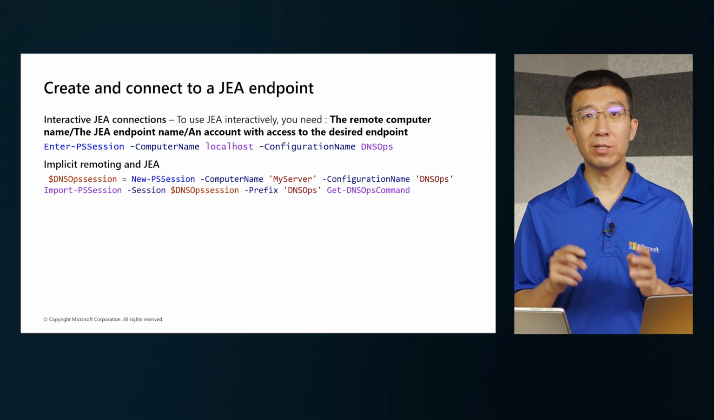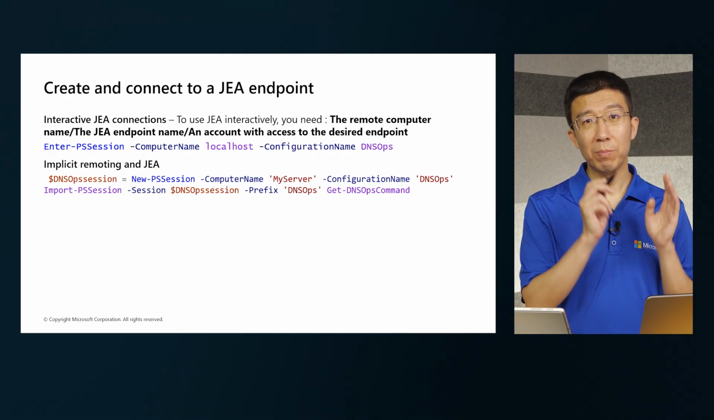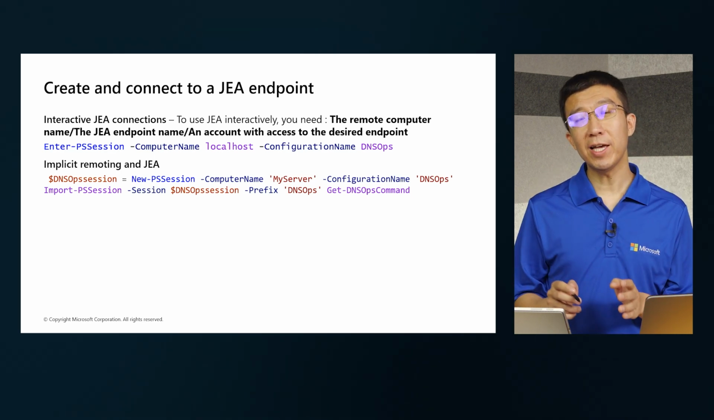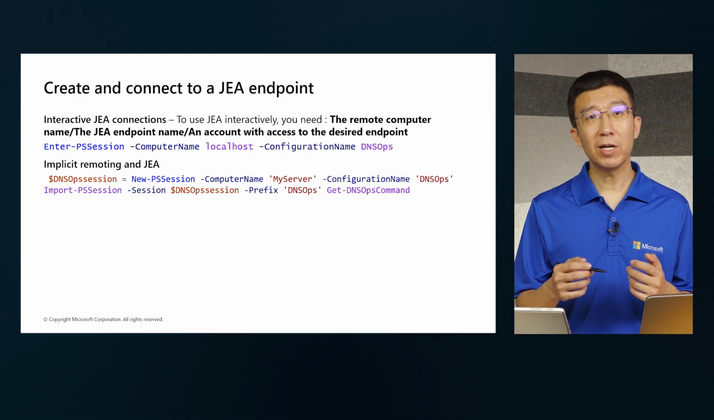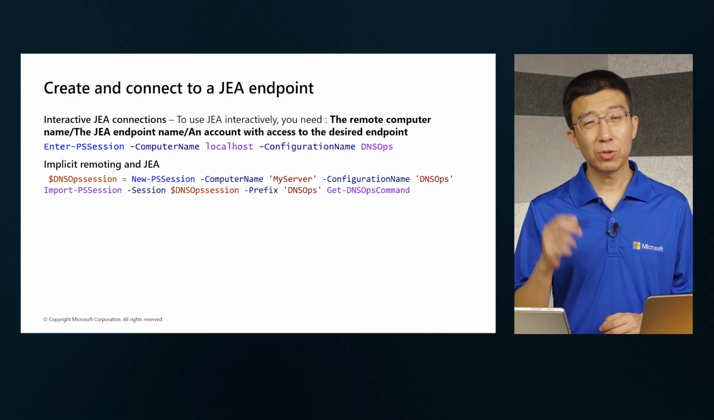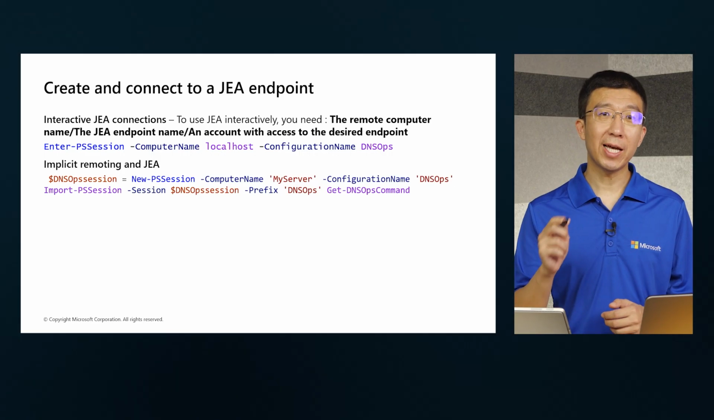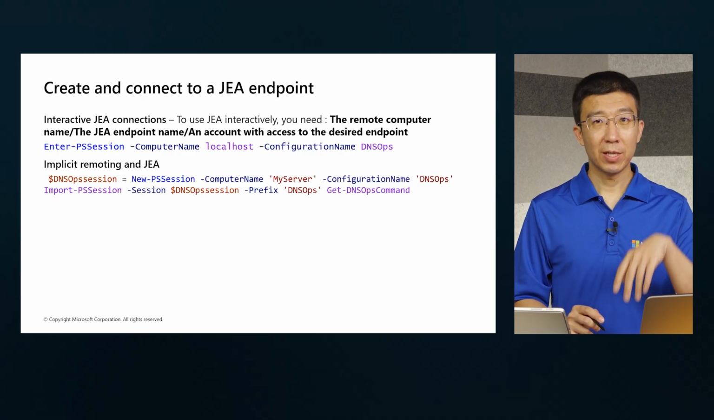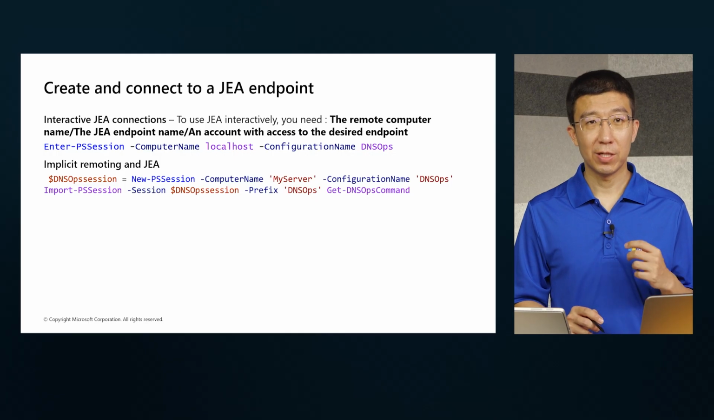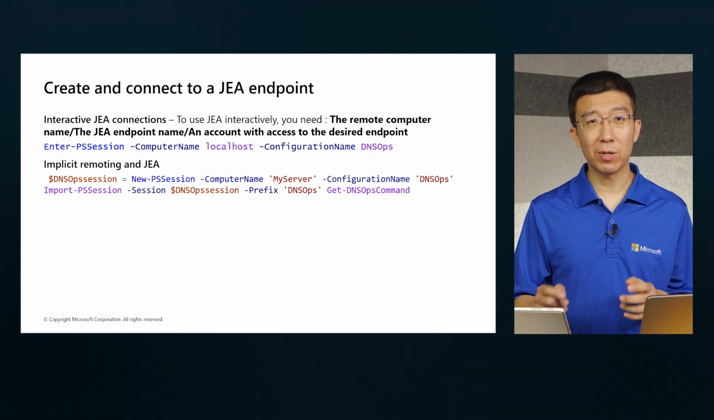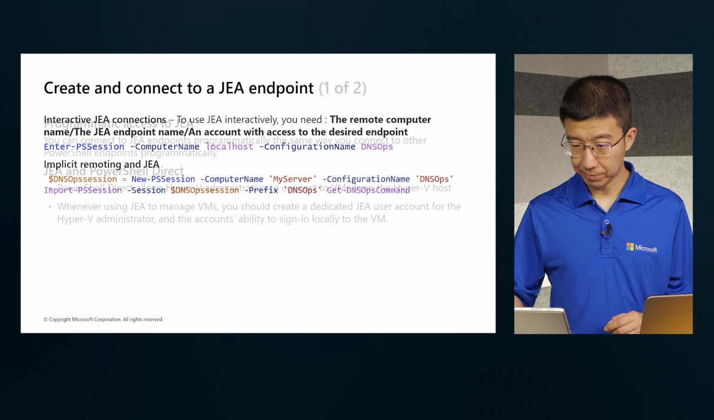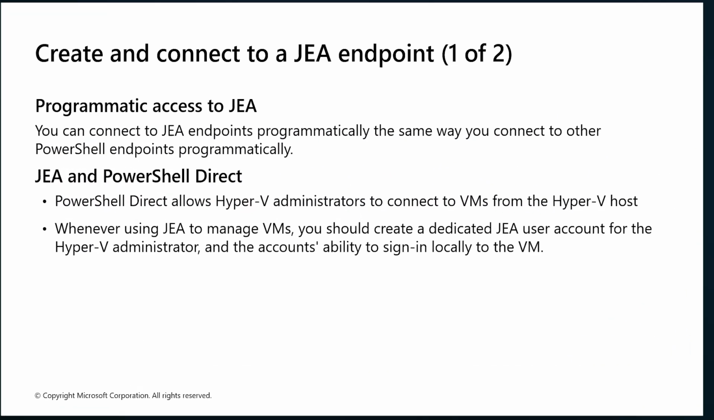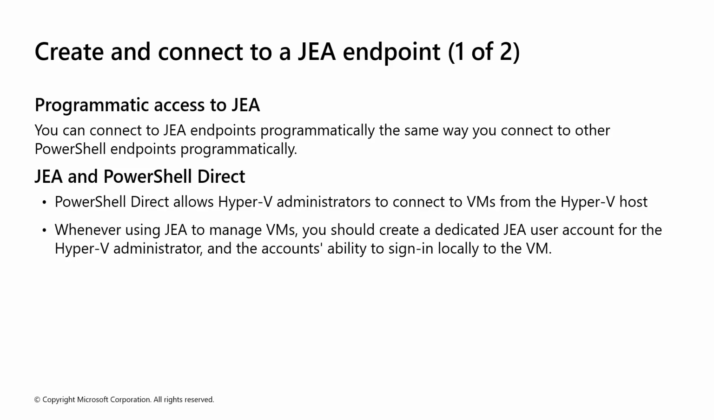To use JEA interactively, you need the remote computer's name, the JEA endpoint name, and an account with access to the endpoint. For implicit remoting, create a session with New-PSSession, import it, and use the prefix commands. This approach lets you manage resources securely, ensuring users can only perform approved actions. JEA also supports programmatic access, just like other PowerShell endpoints.